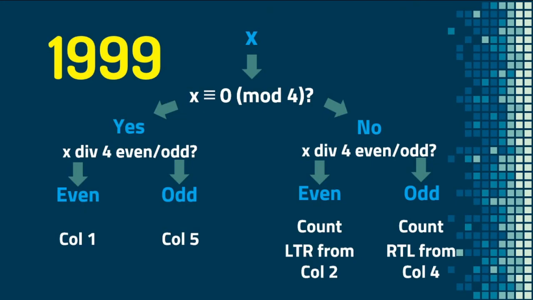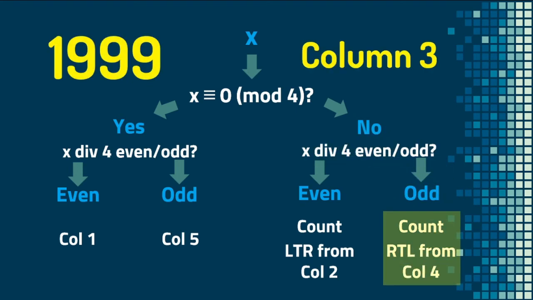For 1999, we subtract 1 to get 1998. Divide it by 4 to get 499, which is odd, with remainder 2. We count 2 columns from column 4 to get the final answer of column 3.